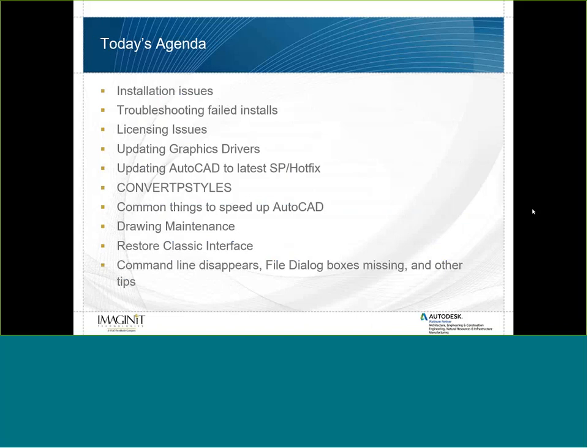How to restore the classic interface. For those of you that are using 2015 through 2019, you know in the 2015 version they removed the classic AutoCAD interface that most of us are used to, us old timers. So I will talk on how to restore that classic interface back. And then the last thing we're going to talk about, command line disappears, file dialog boxes missing, and some other tips just to restore some of the classic functionality, or restore some of the functionality you guys are actually used to.